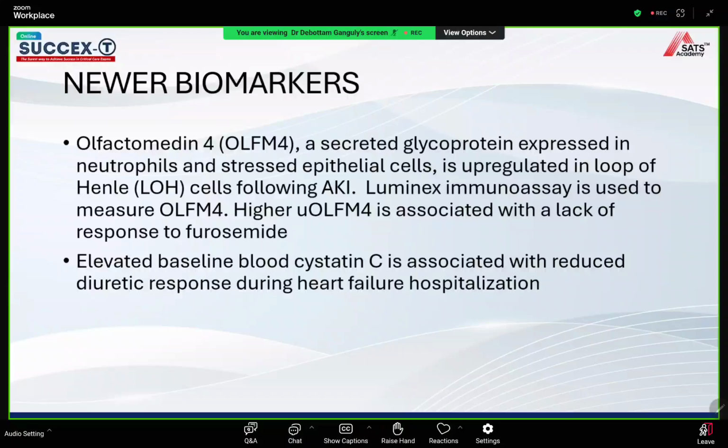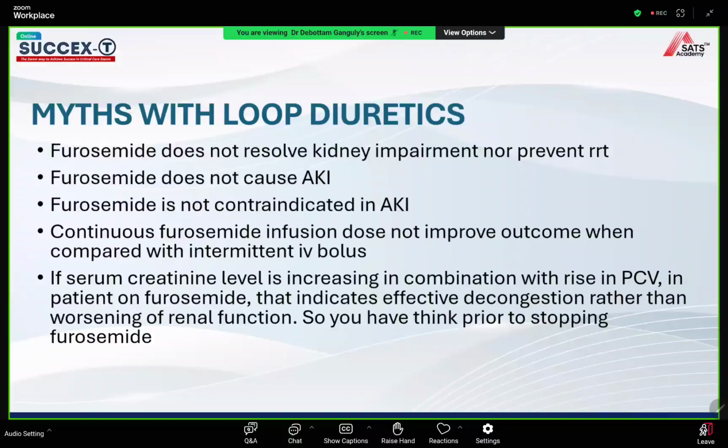This is at research level, and there is also some study that shows elevated baseline blood cystatin C is associated with reduced diuretic response during heart failure treatment in hospitalization. So if the baseline cystatin C is high, there is a chance of diuretic resistance in patients with heart failure who are being treated with diuretics. So there are last few slides, one to two slides. I'm taking a little more time.